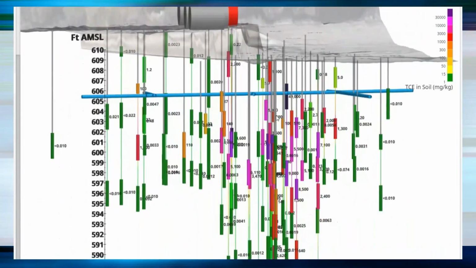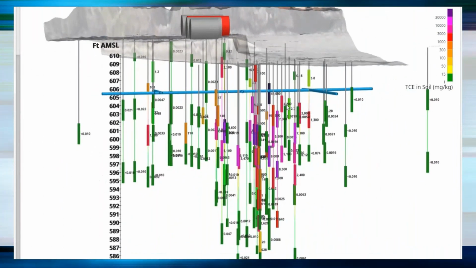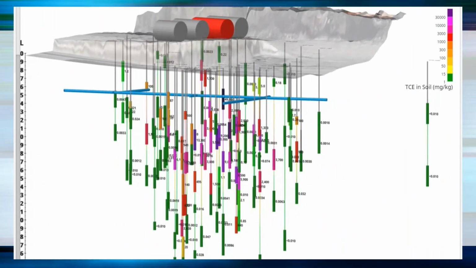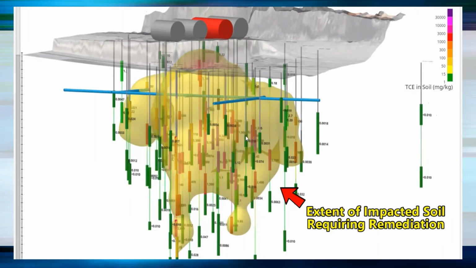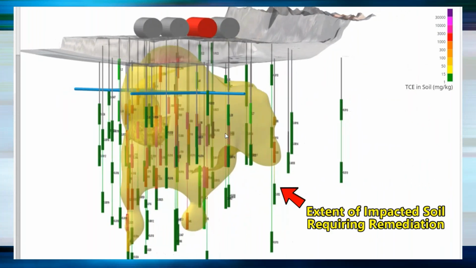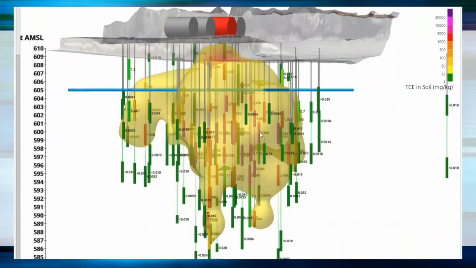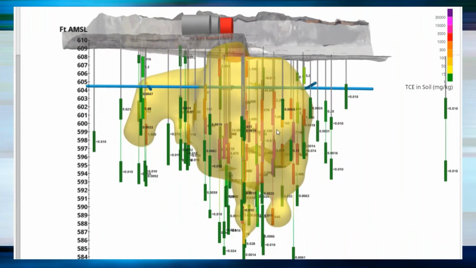We had some monstrous concentrations here. 49,000 milligrams per kilogram, I think, was the highest sample. And that yellow mass is about 15 milligrams per kilogram. That was the extent of soil that needed to be treated. And if you could kind of see from this animation here, the contamination extended to about 22 to 23 feet in depth at its deepest. But the vast majority of it was between about 15 and 20 feet.